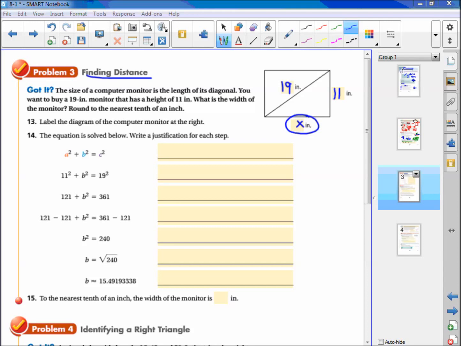And then number 14, the equation is solved below. Write a justification for each step. So our first thing is this is just the Pythagorean theorem. All we did was write it down. So Pythagorean theorem. Okay. Our second step, well, we just plugged in the numbers we knew. We knew one of the legs. We knew the hypotenuse. Now, it doesn't matter which place you put the leg in. So you could have done, you know, like x squared plus 11 squared equals 19 squared. Or you could have done 11 squared plus x squared equals 19 squared. It doesn't matter. Okay, so you substitute the leg in either spot you feel like. Okay, but this is still the substitution property.